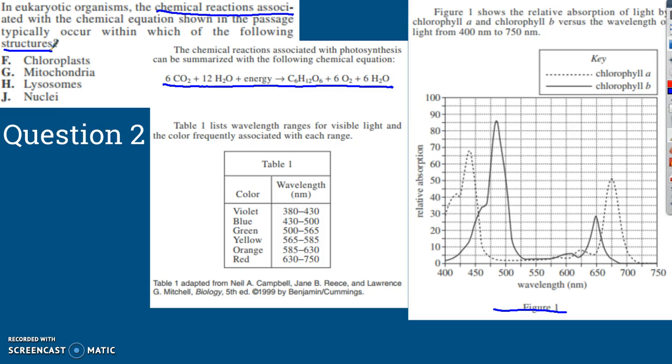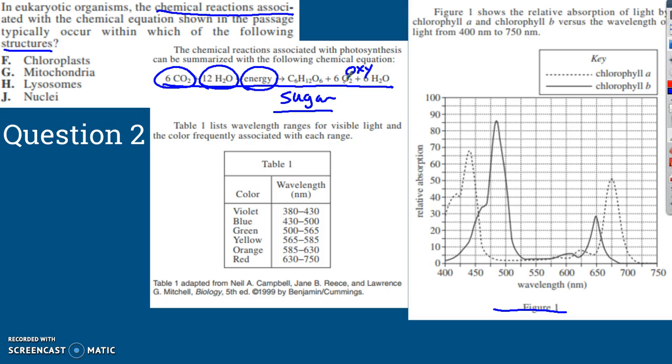And so what are we looking at? We're looking at this equation, and if you don't know this equation, it's taking carbon dioxide and water and energy from the sun and turning it into sugar and oxygen and water. And so what are we doing here? It looks like we're making sugars. And so we're making sugars and oxygen in this chemical reaction.